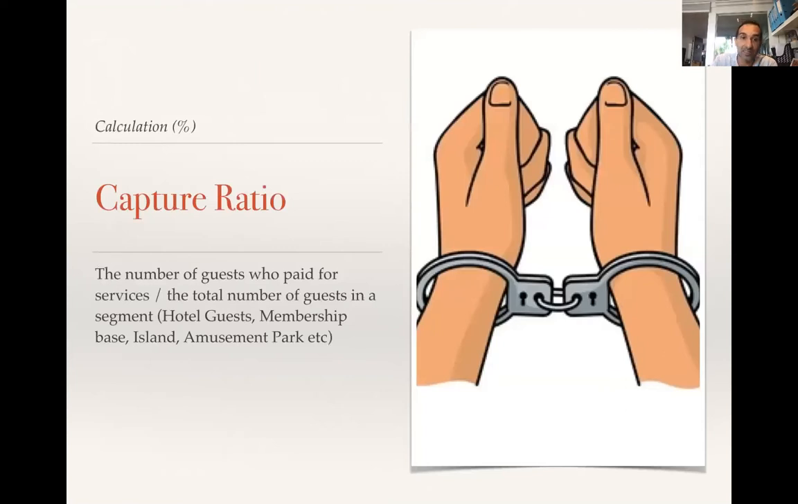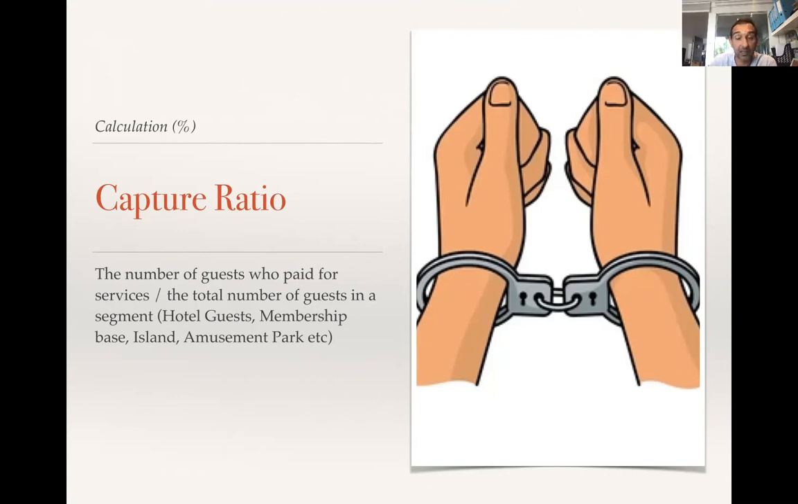Just to give you an understanding of this slide, you can see the calculation in brackets. We see, in this case, a percentage mark. That's how the calculation is reflected. In this case, capture ratio is shown as a percentage. Okay. So the first KPI we're going to talk about is capture ratio. To explain what this is, it would be the total number of guests who paid for services divided by the total number of guests in a segment.